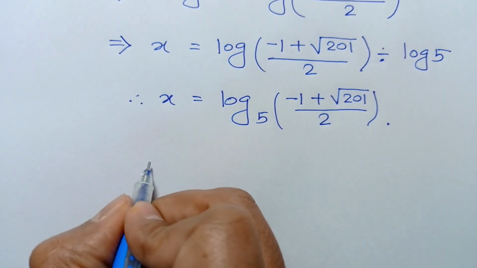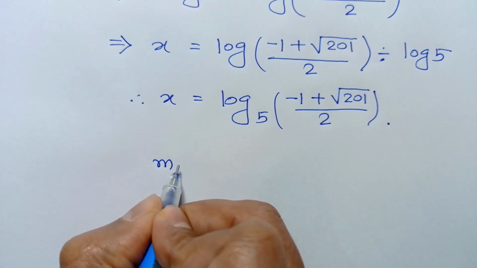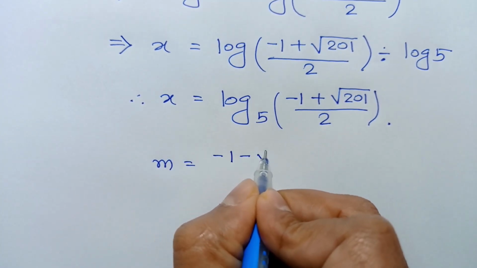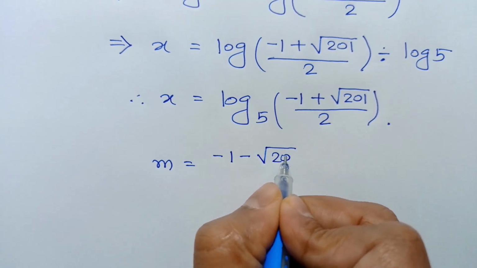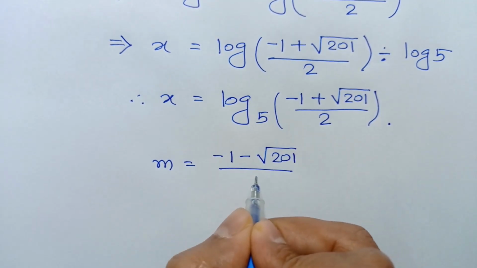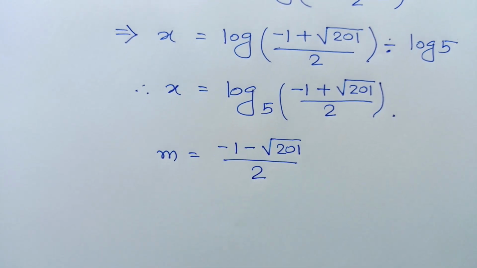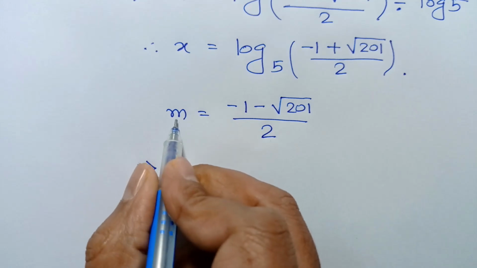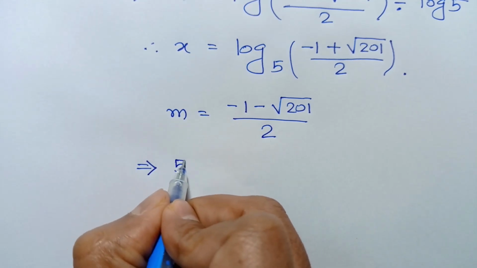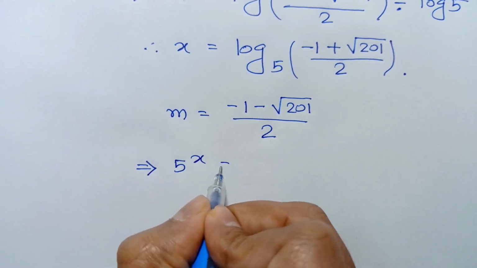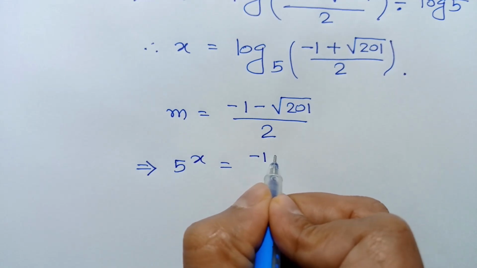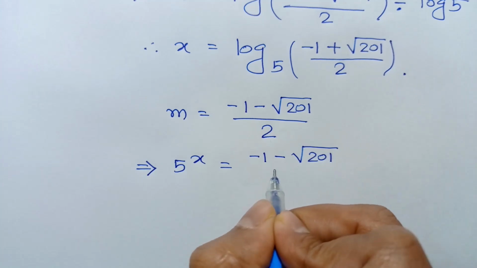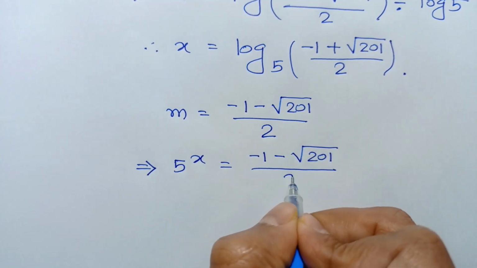So for this case, we can write m is equal to negative 1 minus square root of 201 over 2. Now substituting here the value of m, 5 to the power x is equal to negative 1 minus square root of 201 over 2.